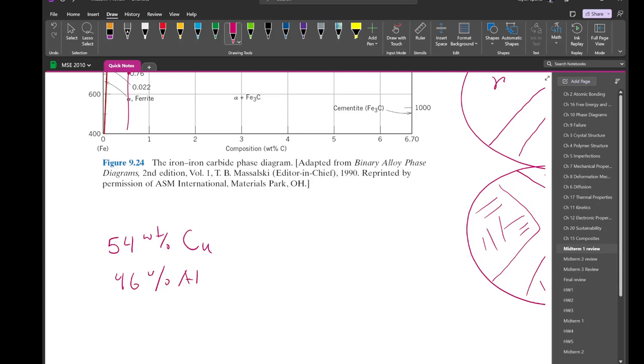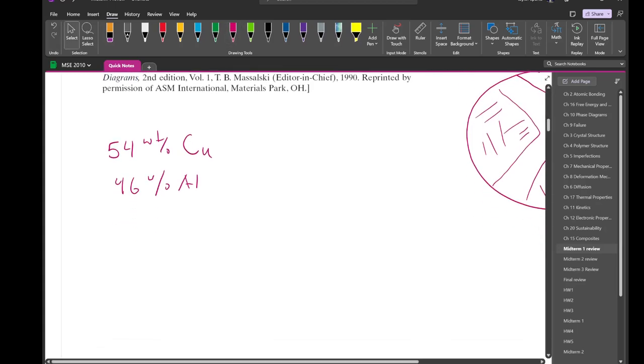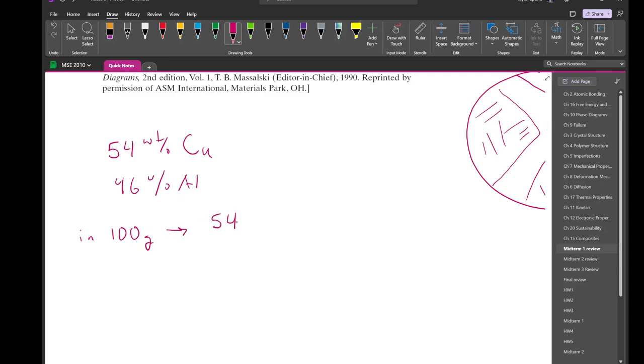The way that you always do these problems is you assume, okay, since it's in weight percent, assume 100 grams. If there's 100 grams of total material, that means that there are 54 grams of copper, and that means that there are 46 grams of aluminum. So we want to convert those to moles so that we can take the molar ratio, because that's how chemical formulas exist, in ratio of atoms, right? So to do that, we need the molecular weight of these two things.